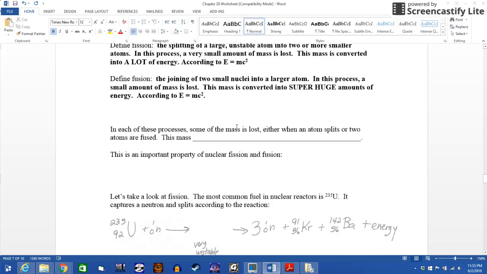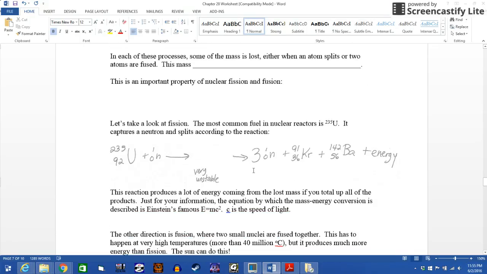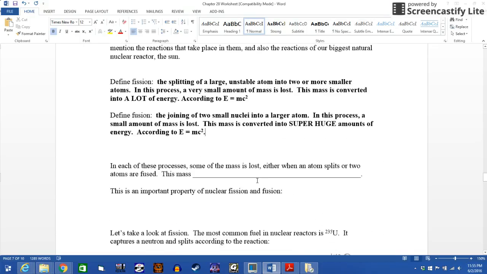In each of these processes, mass is lost, and when an atom splits or 2 atoms are fused, this mass is converted into energy. You can write that again there. This is an important property. So let's take a look at what fission looks like. And if you needed to press pause here, you certainly can to write this stuff. I know I was typing quickly.